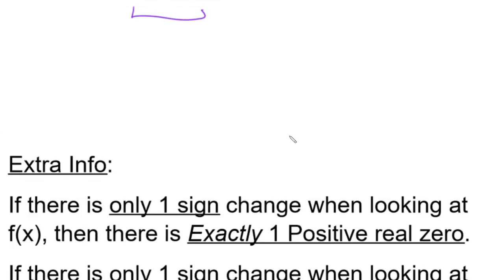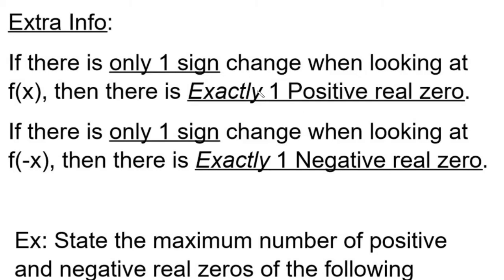So, moving on. Now this is also really cool. If there is only one sign change, then there is exactly one positive real zero. So not only does it tell you the maximum number, but if there is one sign change, then there will be one real zero. And if you're evaluating the sign changes at f of x, then that's positive zeros, and f of negative x would be negative real zeros.